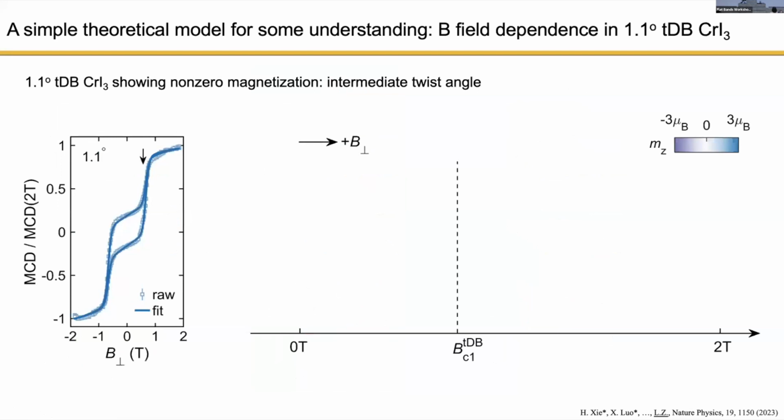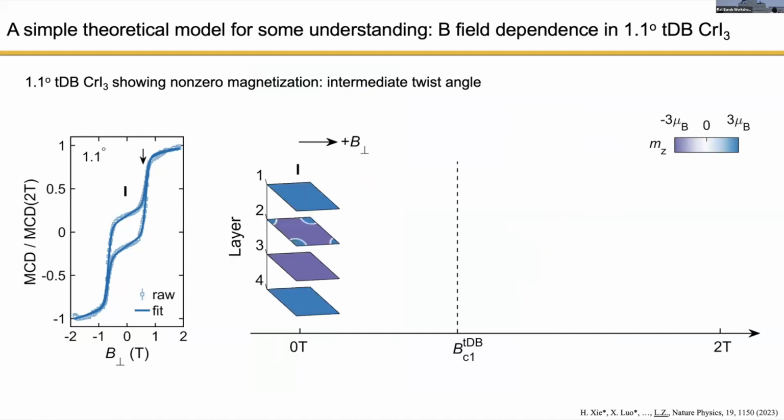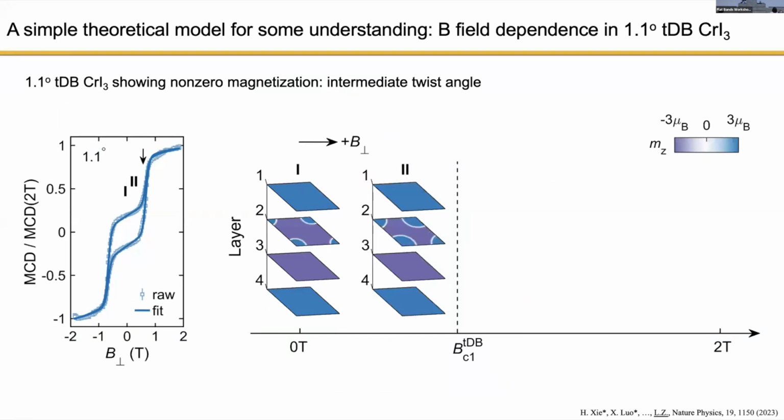So then if we look into the field dependence, we sort of build up a picture trying to understand it, given this kind of magnetic ground state. So this is where we start. As we increase the field, we try to expand the island with the polarization that is along the field direction. That's a slow increase below the critical field.